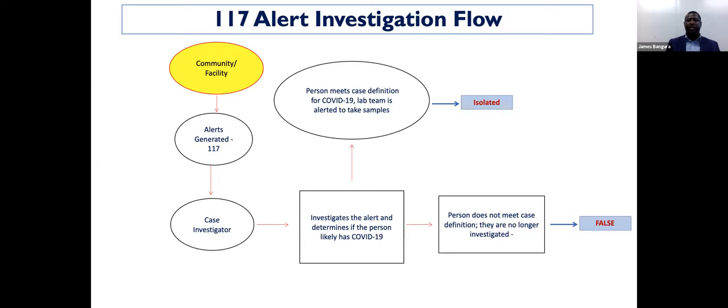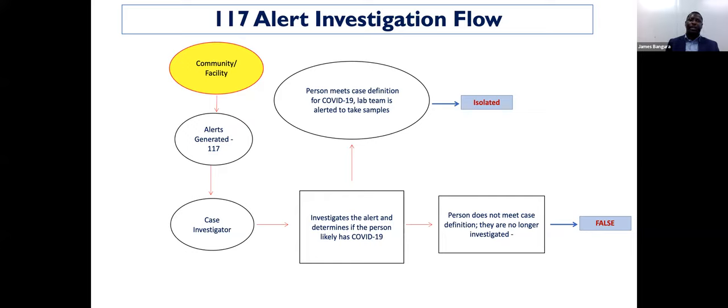These are people with a health background. Most are nurses, some are medical graduates, house officers, and some are medical students in the final year of medical school, whom we have trained as case investigators to investigate all of these alerts to be sure that they meet the case definition. Once they are given an alert, they move to the location where the alert comes from, and they investigate. Once the individual meets the criteria we look for to suspect a COVID case, the lab team is notified. The lab team goes in, collects a sample, and the individuals are isolated.